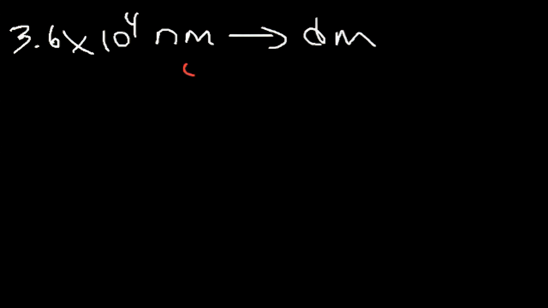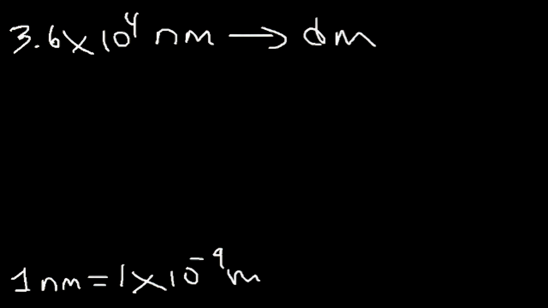So just like before, we need to go from nanometers to meters, and meters to decimeters. So let's write out the conversion factors that we need. 1 nanometer is 1 times 10 to the negative 9 meters. Deci is associated with negative 1, so 1 decimeter is 1 times 10 to the minus 1 meters.